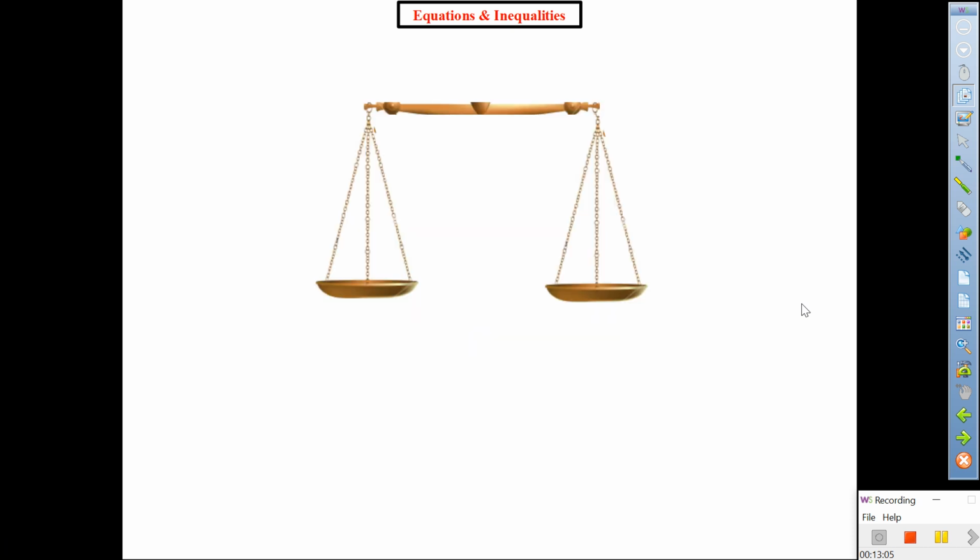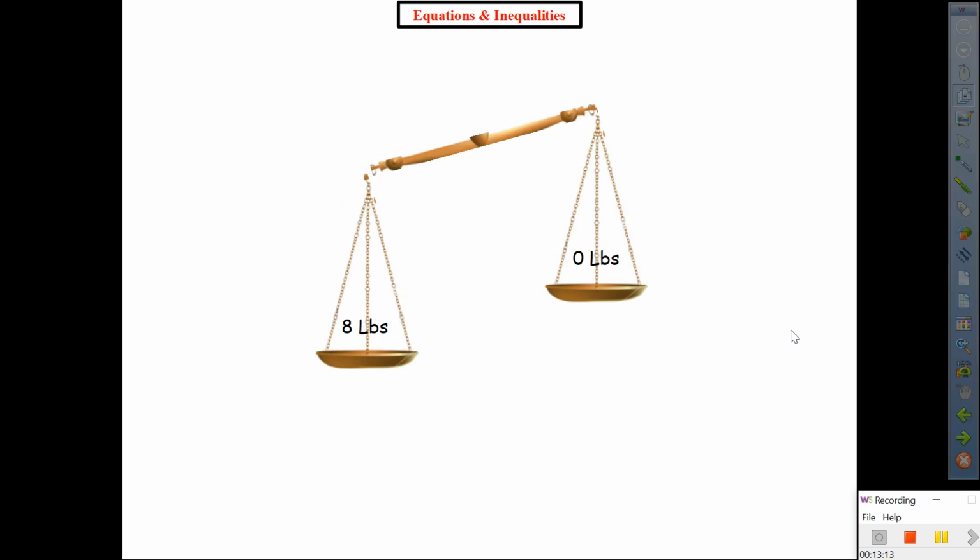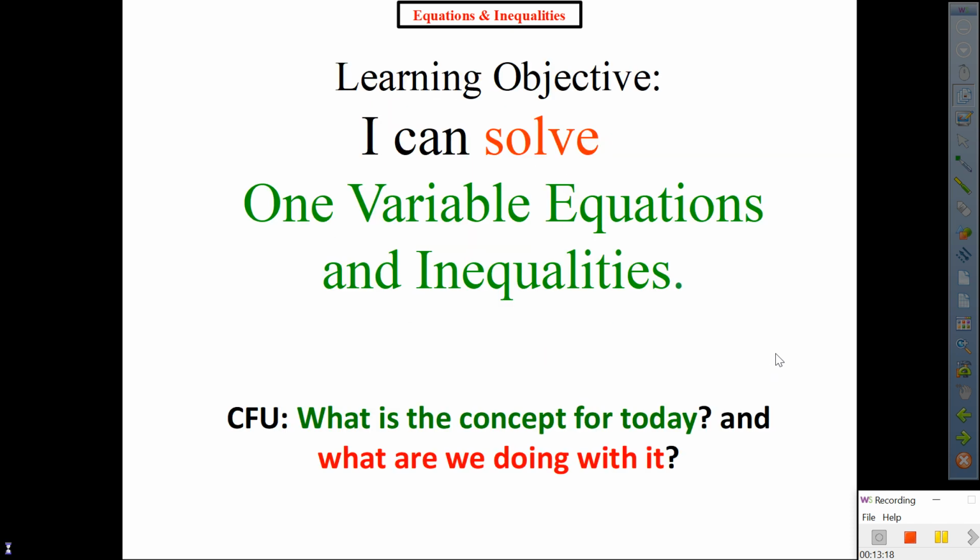So quick intro, remember that we introduced equations and inequalities with the scale? When it's balanced, it's an equation. When it's not balanced, it's a what? An inequality. Okay? So today we're going to continue with that idea.